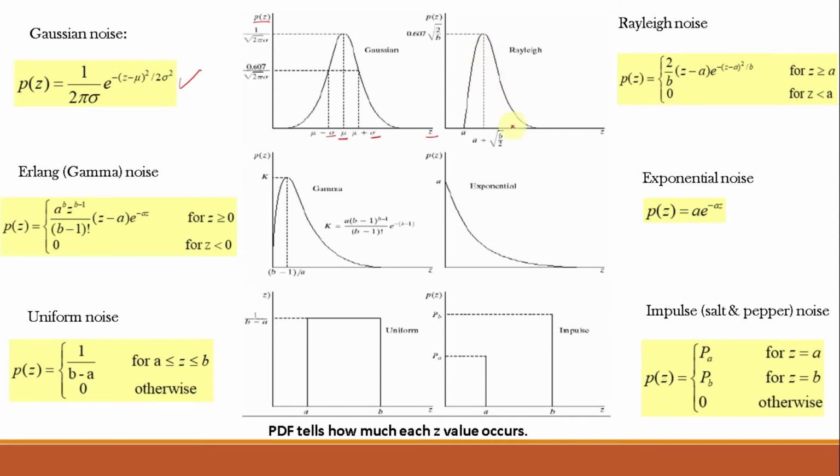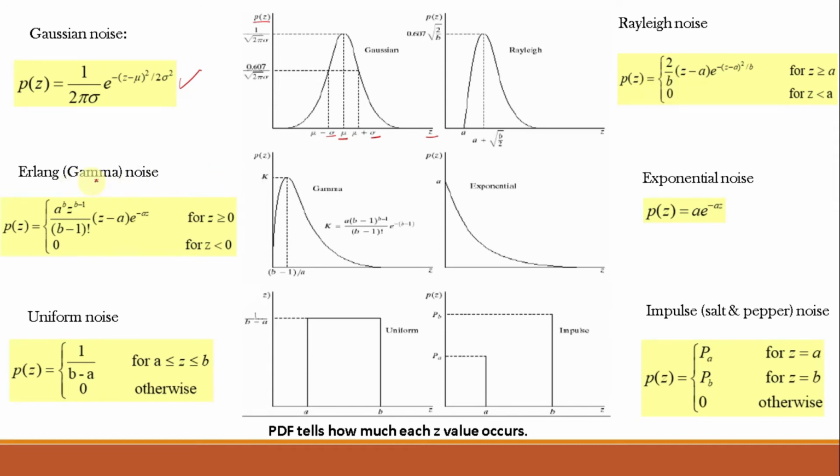Here there is smooth variation, whereas this one is straight, right? So unlike the Gaussian distribution, the Rayleigh distribution is not symmetric, and it is skewed to the right side. It is given by this equation, and this type of noise is present in range images, which are used in remote sensing applications where pixel value indicates the distance between the object and the camera.